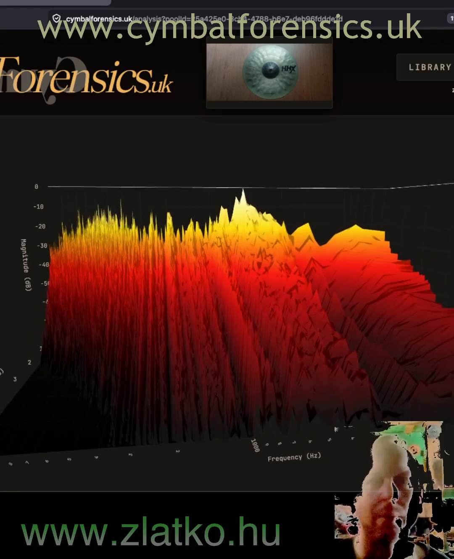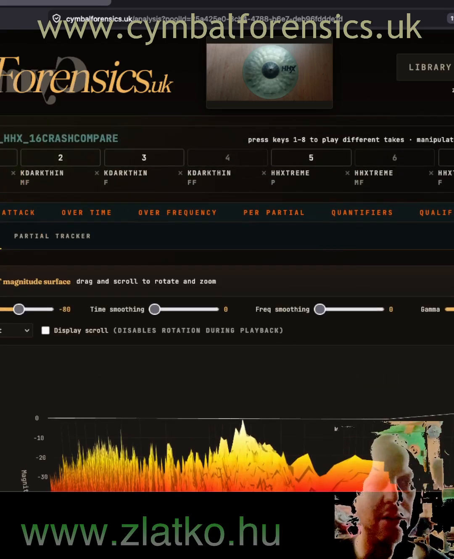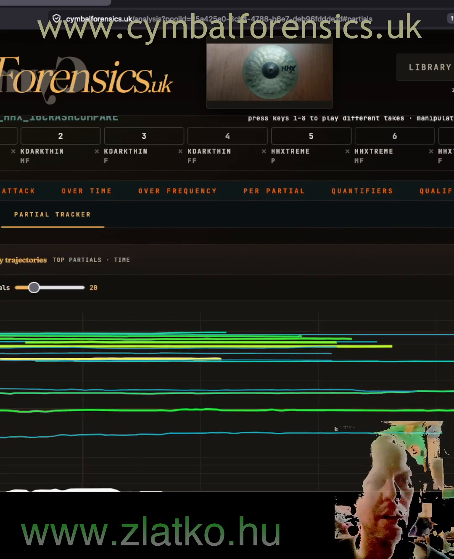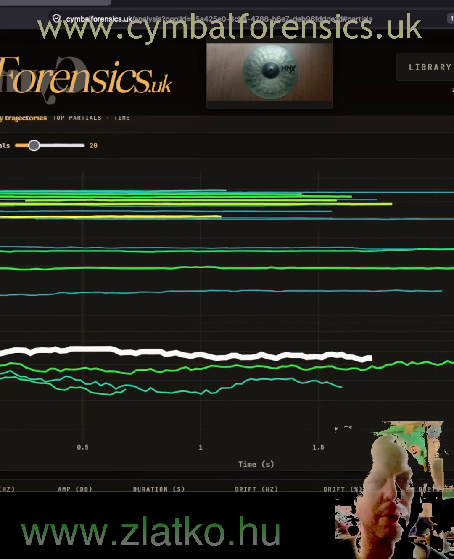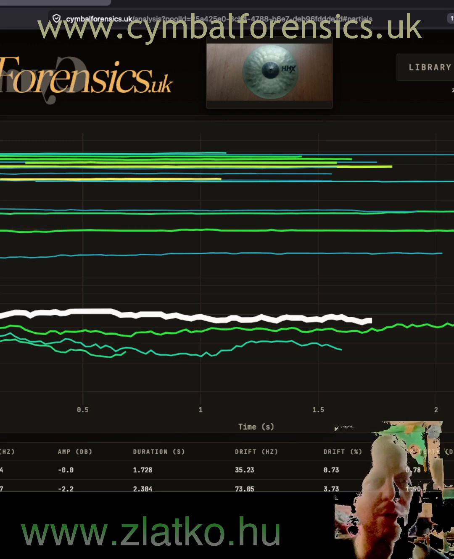Cool. Well, let's have a look at these analyses. I mean, work in progress, most of this, actually. But the next big one is the partial tracker. So with the partial tracker, what's happening is that the ridges are being followed, so to speak. So what you've seen in the waterfall plot. And then the amplitude of the ridge is the thickness and the color.